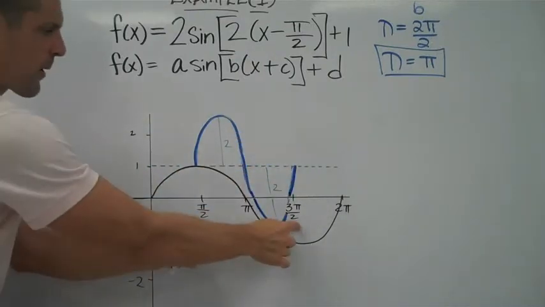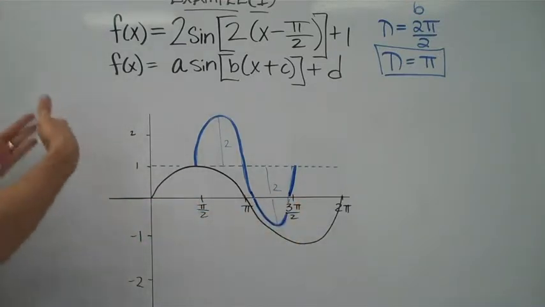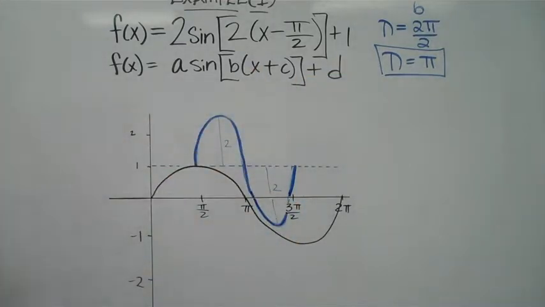That's pi over 2 to 3 pi over 2. Yes, that is a distance of 1 pi. You would keep on going with this graph. I just drew 1 cycle here.